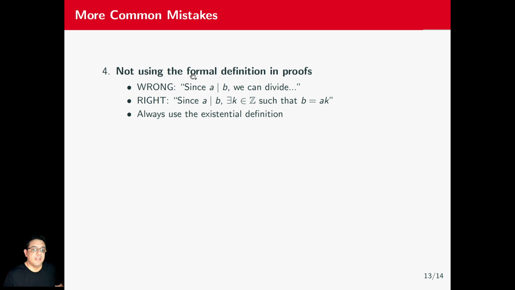Now, every time that we're doing a proof, you've got to be careful to use the formal definition. It's like, since a divides b, we can divide. No, this is not correct. Every time that you're doing divisibility, you have to say: since a divides b, there's an integer k such that b equals a times k. You need to write the whole statement and what it means. Always use the existential definition.